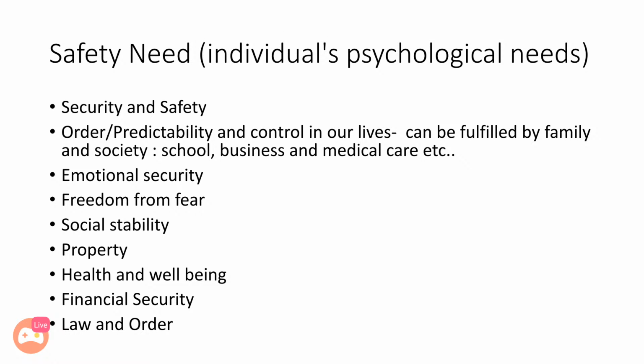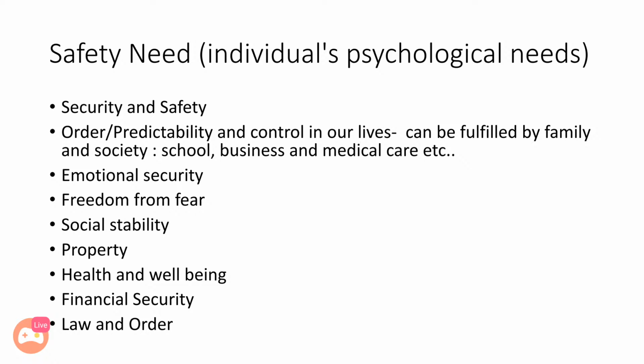If we try to understand it further, we will understand order, predictability and control in our lives, emotional security, freedom from fear, social stability, property, health and well-being, financial security, law and order. All these come under safety needs. And this security and safety can be fulfilled by family and society, like school, business, medical care, etc. So these kinds of needs give the feeling of security and safety.